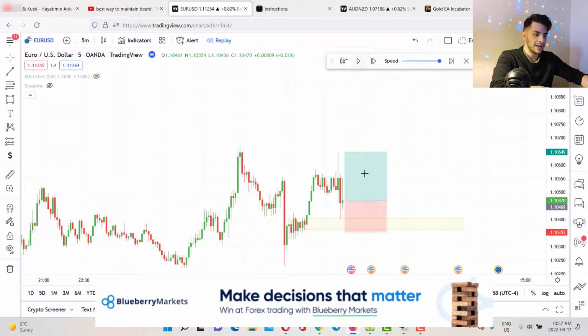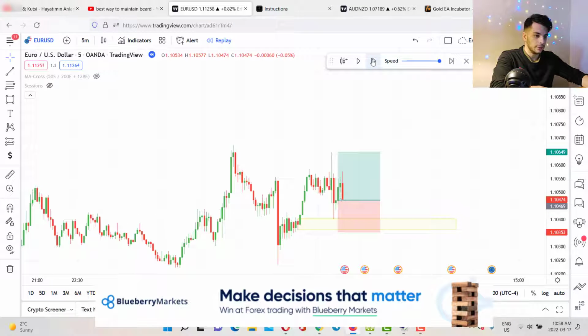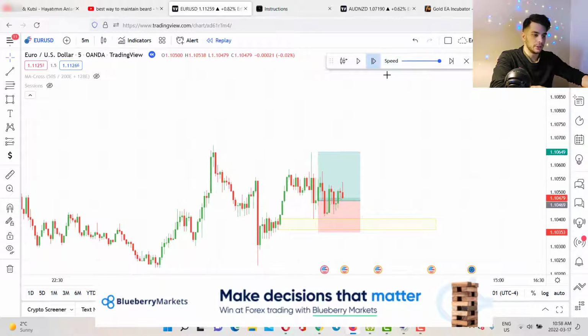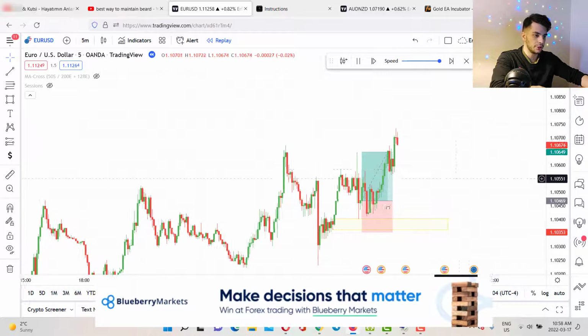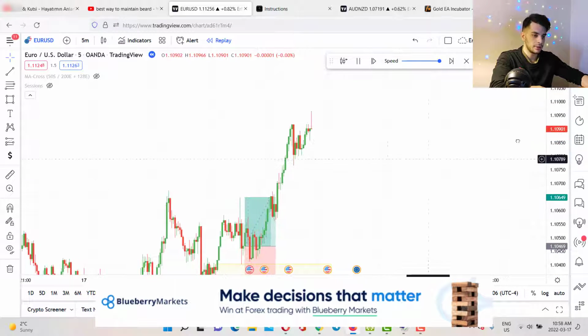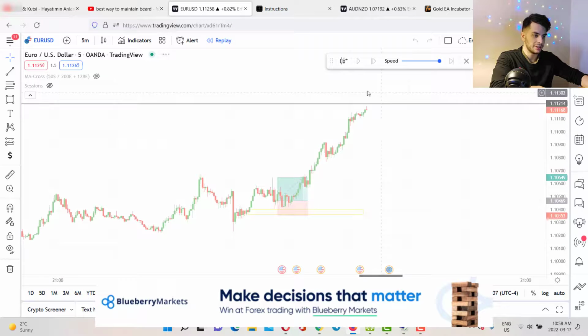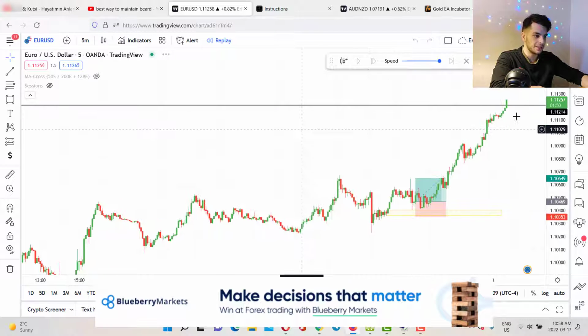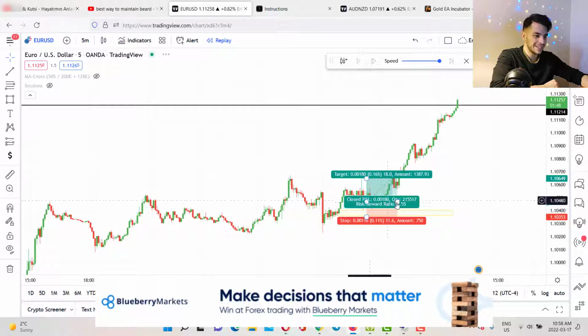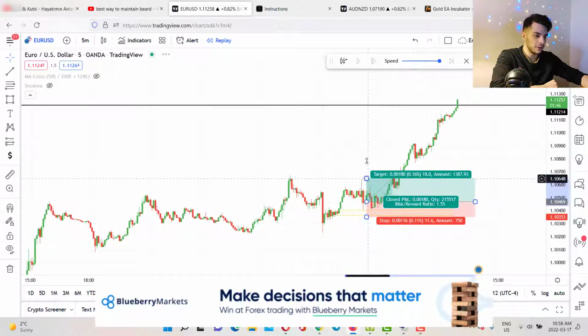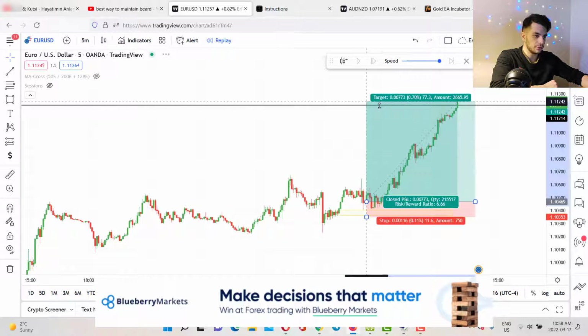So this is exactly what happened. After this, the price came down a little bit, and then it literally shot up. Let me just play it for you. See what happened? It's crazy. It's super close, and it literally tapped into it. And if you wanted to leave a runner, let me show you what it would be.